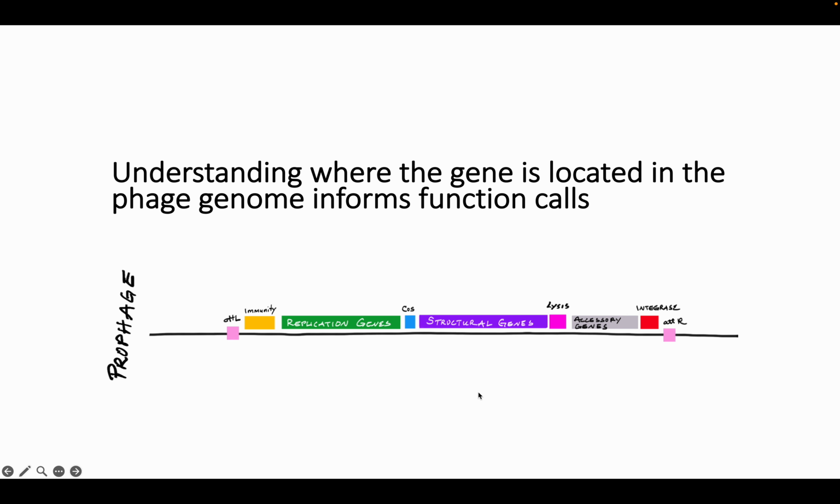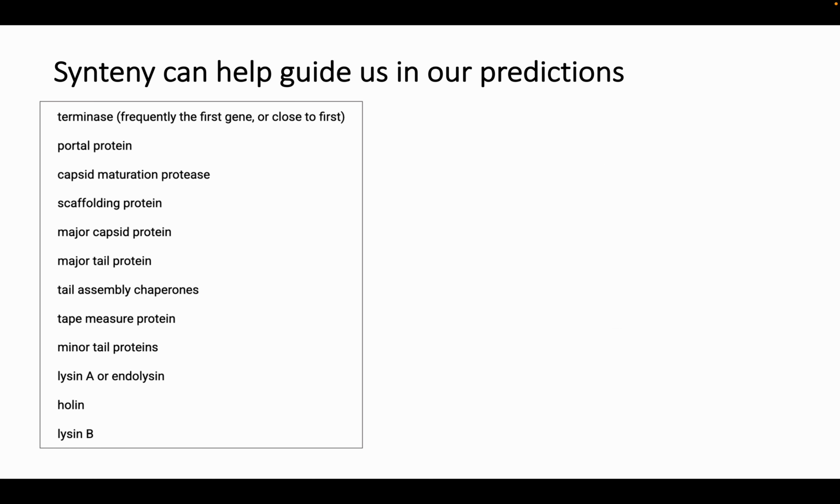So if you're working with a prophage genome, take a minute to draw out a model of a prophage genome so that you know whether you should be working on replication genes or structural genes or whatever. We can get more granular about location by thinking about synteny. This is a screenshot right from your bioinformatics guide that reports the order of structural and assembly genes as they are found in most siphovirus genomes.